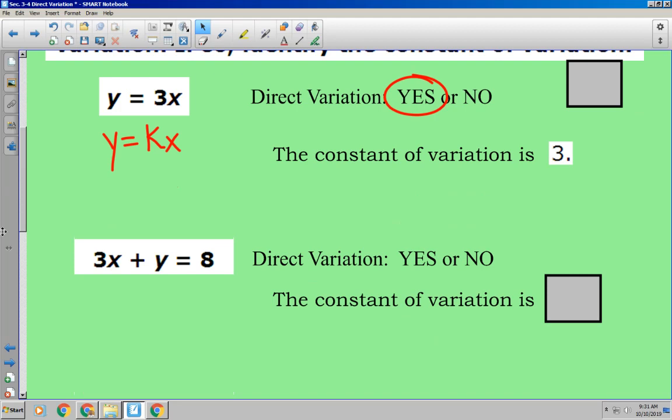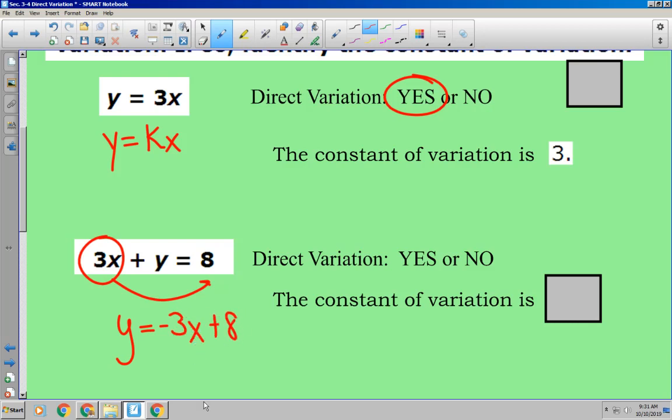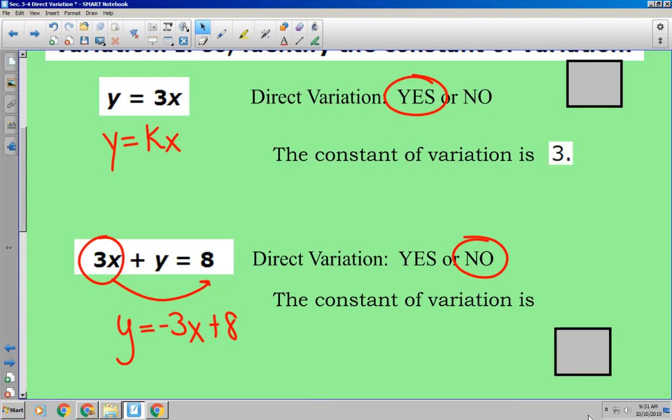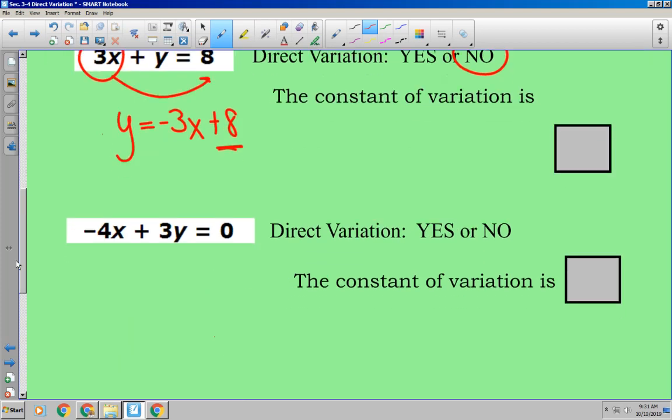All right, so we're going to look at three more. So here's the next one. Take a second. If you want to pause your video, you can. All right, right now I'm thinking, can I move this to the other side? Absolutely. So I'd get something that looks like y equals negative 3x plus 8, 100% linear function. But in this case, I'm going to say no, that it is not a direct variation. There is no constant, and it's the reason right here, that 8. All right, can't have that 8 on there. Not going to go through the origin.